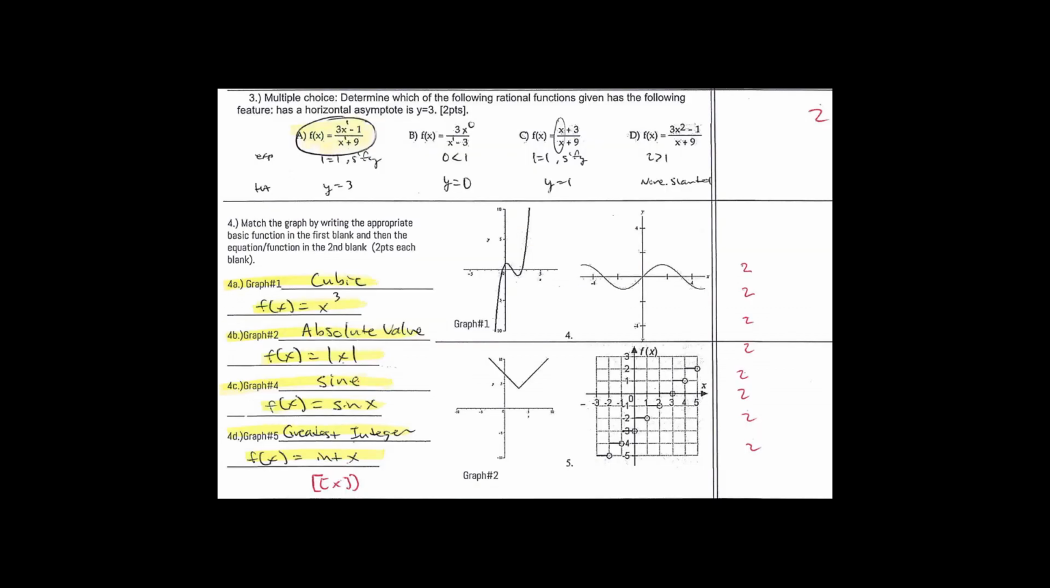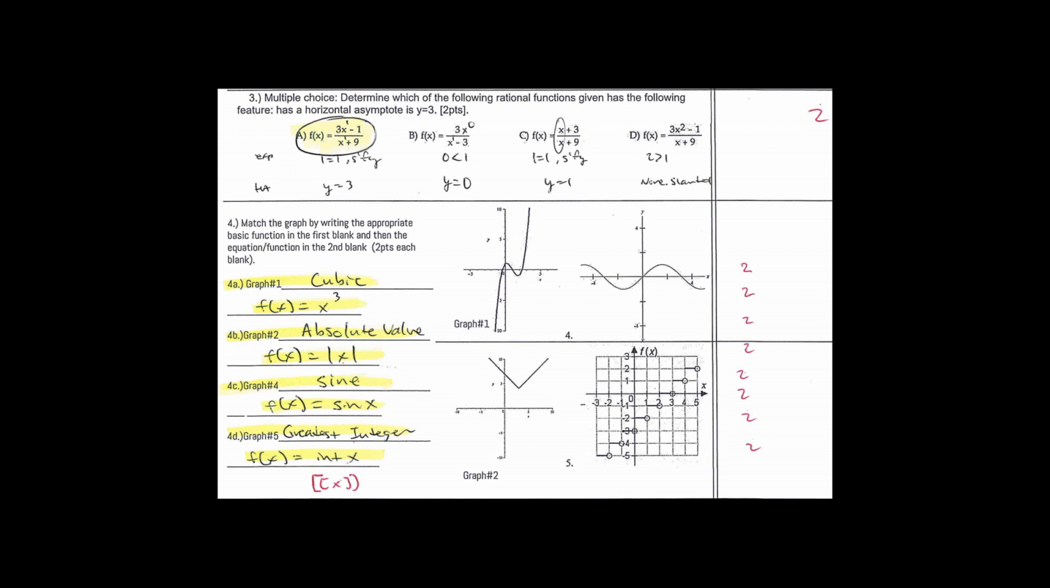So for number 3, you have to determine which of the following rational functions has a horizontal asymptote at y equals 3. So you have to know a little bit about the horizontal asymptote rules. There's a couple rules concerning those. What really matters is the degree of the x on the numerator and the denominator. So for A, you can see that 3x minus 1 over x plus 9, those x values on top in the numerator and on the bottom in the denominator, they're both to the power of 1. So they have the same power.